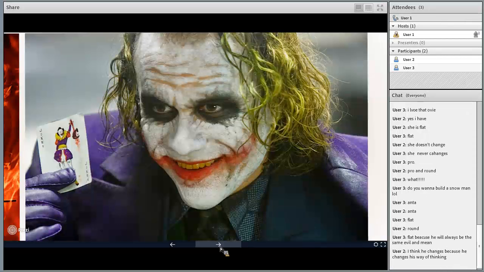Okay, so flat because he will always be the same, evil and mean. All right, that's very true. I mean, he starts off bad and he ends bad, right? So that's very true. Round because you think he changes because he changes his way of thinking. What do you mean by changes his way of thinking? How so?